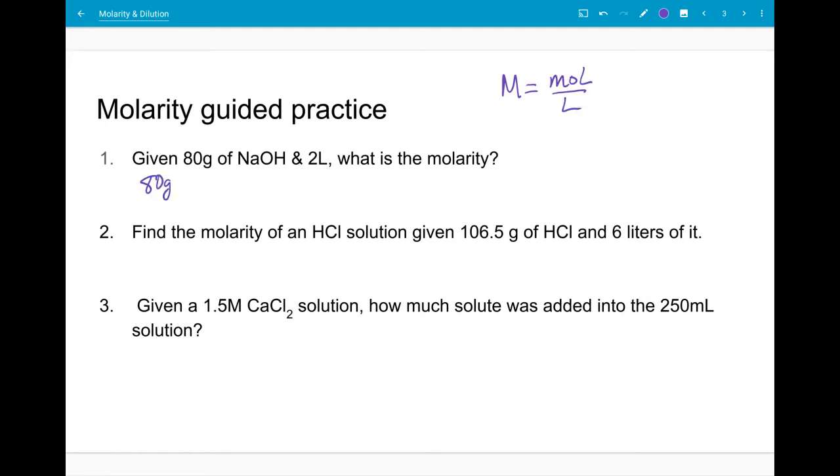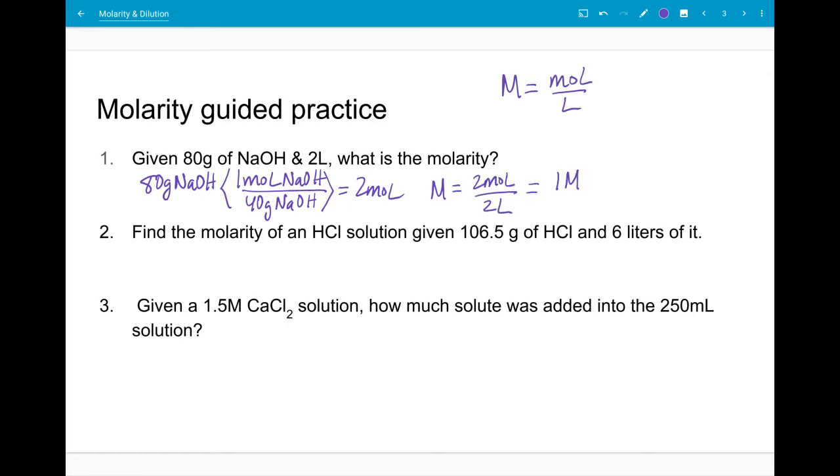So given 80 grams of NaOH, we're going to convert that to moles. So 1 mole NaOH is equal to 40 grams NaOH from the periodic table. So that's 2 moles. So my molarity is going to be equal to 2 moles divided by 2 liters, which is 1 M, or a 1 molar solution. That's how we would actually call it.